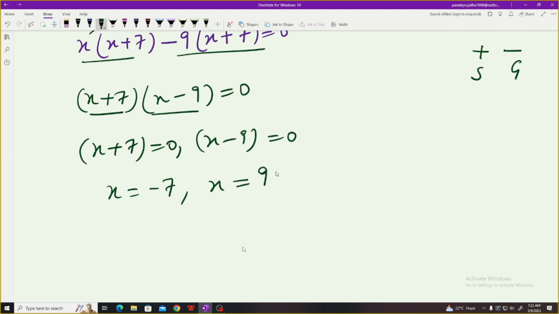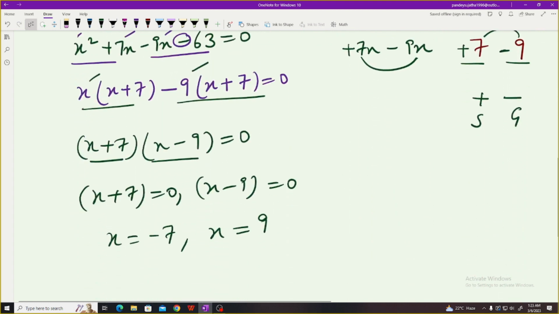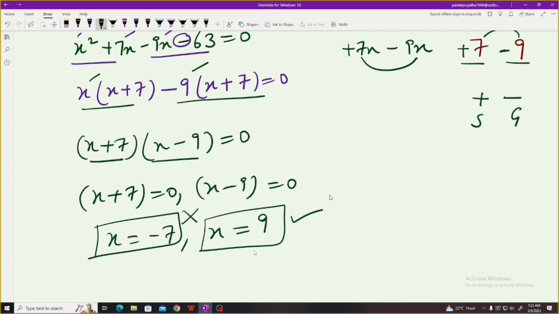So since in the question it is given here that the three numbers are natural numbers, we will ignore the negative one. Minus 7 is not a natural number, so that is to be ignored. So the value of x will be 9.